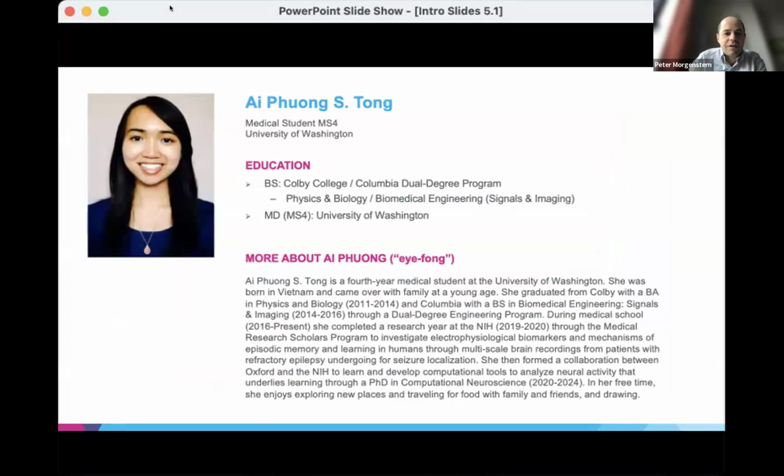She is a fourth-year medical student at the University of Washington. She completed her undergraduate degrees at Colby and Columbia through a dual degree program in which she studied physics, biology, and biomedical engineering before moving on to the University of Washington, where she completed her MD as well as a PhD in a collaboration between Oxford and NIH and her mentors at UW. She will be presenting to us today the topic of learning and the use of reward representation in the humans across cortex and time. So I'll give you the screen.